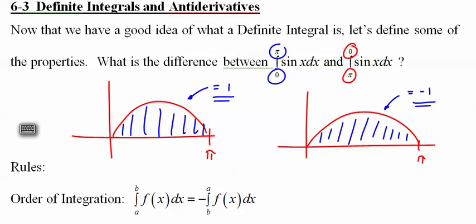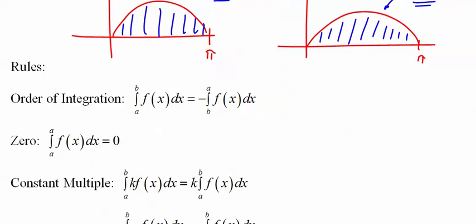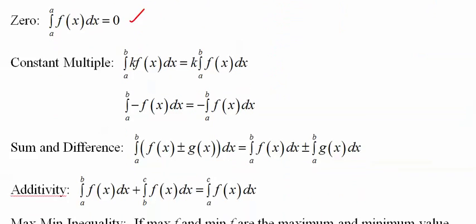So here's a bunch of rules. Here's the first one. The order matters. If we go from A to B, it's the negative of from B to A. If we go from A to A, we haven't taken any area, of course, so it's going to be 0. If we have some constant being multiplied, we just throw it out front. Negative applies. If it's a negative k value, -1 as k, you can throw the negative out front.